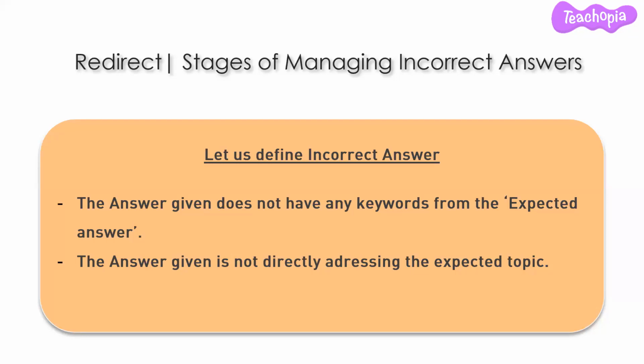And also, answers that are not directly addressing the expected topic at hand can also be categorized as incorrect, meaning that the statement might be true, but it's somehow not very relevant to the class, and that is why it becomes incorrect. So that is also a category of incorrect answer, which we will be seeing today.